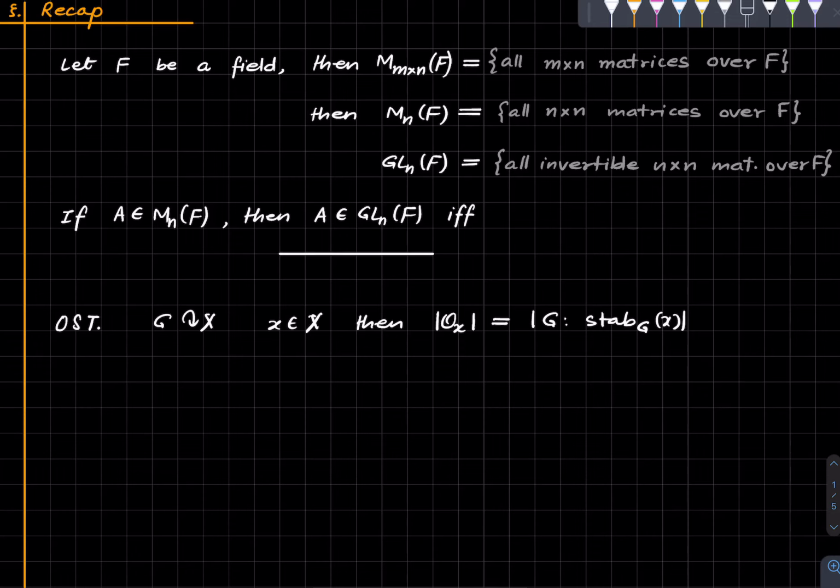And here is a criterion to check if a given n cross n matrix is invertible. That happens if and only if the determinant of the matrix is non-zero. We will need all that, and we will also, of course, need the orbit stabilizer theorem, which is what we are trying to illustrate the use of. If G acts on X and little x is a member of capital X, then the cardinality of the orbit of x is the index of the stabilizer of x. So that's the orbit stabilizer theorem, and now let us get started.